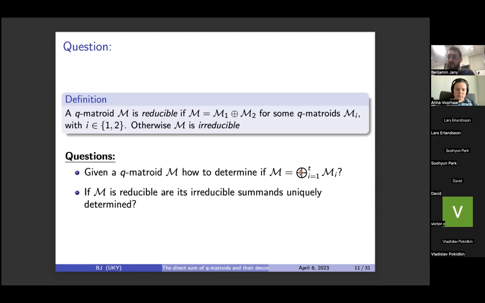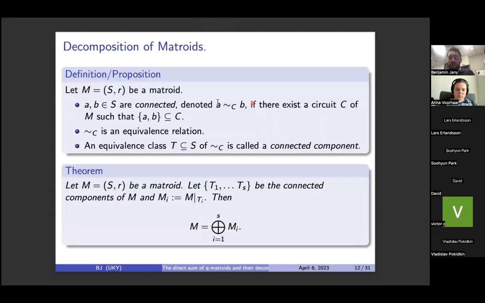Let's look back at what is done in classical matroid theory. One can use the notion of connected components for classical matroids, where we use the following relation. We say that two elements of the ground set of a matroid are connected if there exists a circuit of that matroid that contains both elements. In fact, this is an equivalence relation, and one can show that. The equivalence classes under this relation are called connected components.